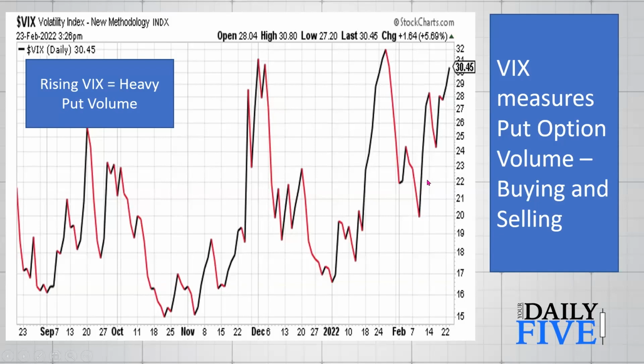Okay, part 2, the CBOE Volatility Index. There's a simple concept here. See how this thing rises up and down. Well, what makes it go up and down? When the VIX rises, it means there's heavy put volume. That means there's buying and selling, not just buying puts or selling puts, but both. That's what makes the VIX go up. So the key to remember here is that lots of action in put options, buying and selling, makes the VIX go up. And when that changes, the VIX goes down.